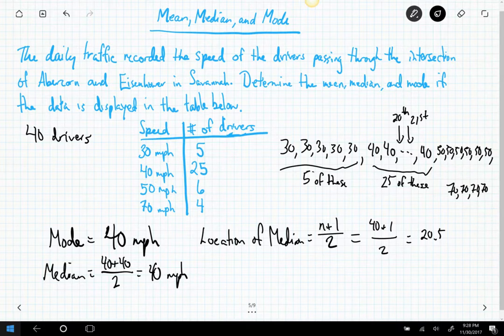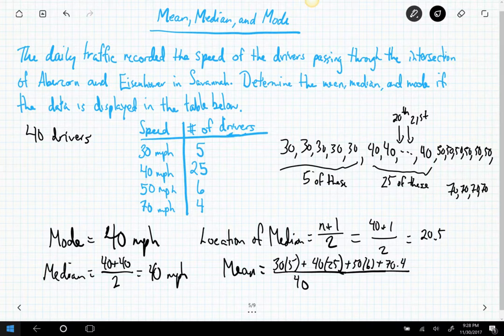Now, the mean, what does that equal? Well, remember, we have to divide by the number of observations, which in this case we just found is 40. So you could add up 30, 30, 30, 30, 30. The easy way for us to write that is 30 times 5 plus, you'll notice it's 40 times 25, right, because there's 25 of those 40s, plus 50 times 6, because there's 6 of the 50s, and plus 70 times 4.